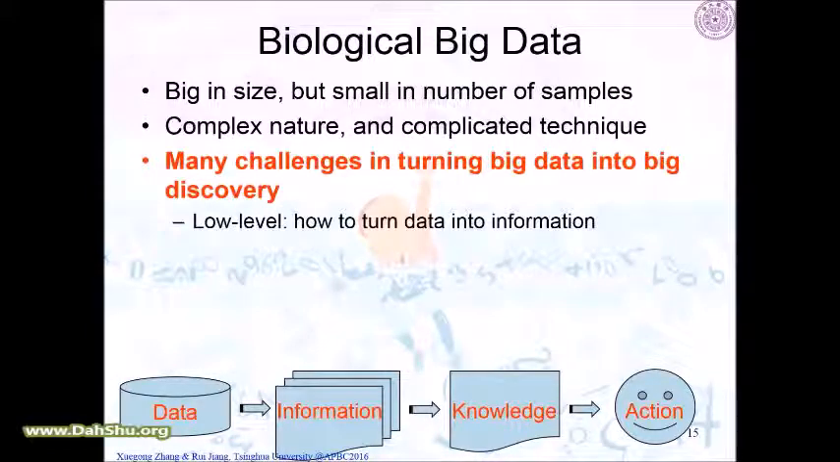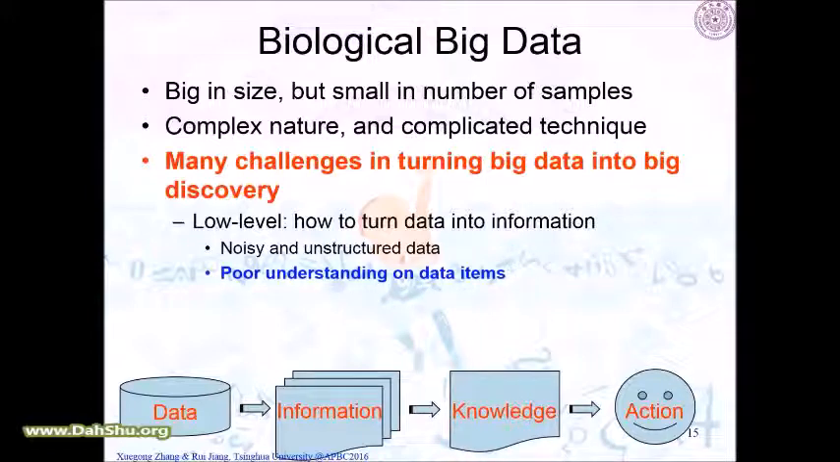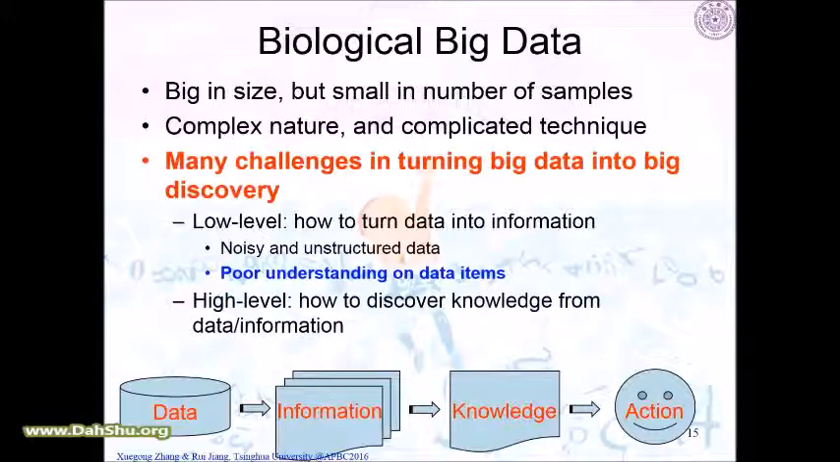So I divided the challenges into low level and high level. The low level is how we convert from the data to information. We have noise, and we have poor understanding of the data items. For example, when we sequence the data, we want to recognize what the motif is. This is what I mean by from data to information. And the high level is that we want to go from, say, the motif and gene expression to their association with disease. In that part of the task, the major issue is overfitting.